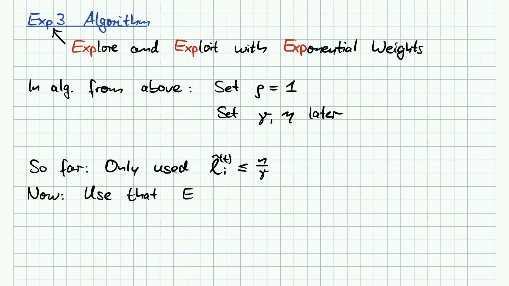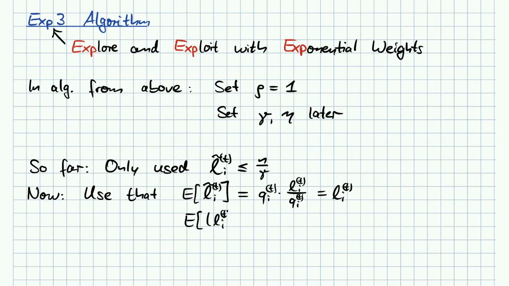We will use that the expectation of lit tilde, I hope you recall that this is the probability that we choose the action times what we see if we choose the action. This is an unbiased estimate of lit.